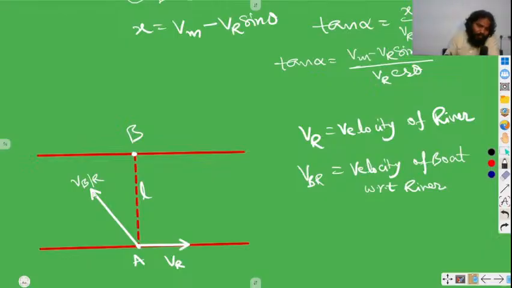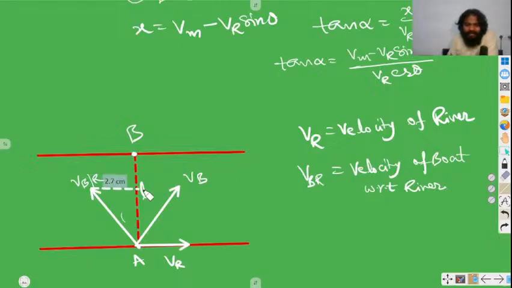Actually the swimmer is always trying to move in this direction, but the river velocity VR means the river will drift you, it will push you. You are trying to move in this direction, but the river is moving in this direction. That means the river is pushing you. Because of this, this is the resultant velocity, which means the velocity of the boat. If you observe carefully, this is the resultant of these two. VB is nothing but the resultant of VBR plus VR.